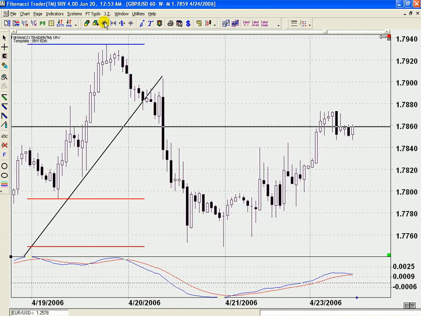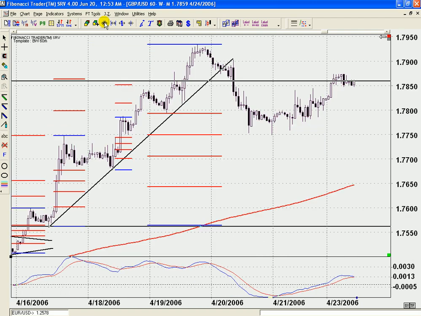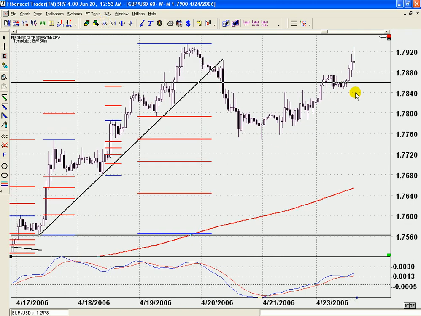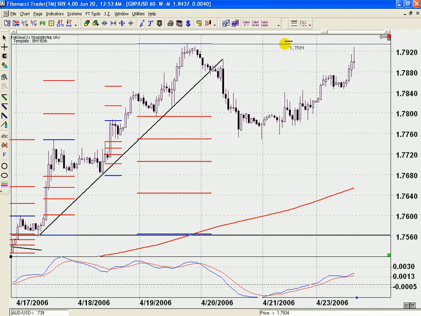We're just going to compress this so we can see what's going on. Well, would you looky here? Price rallies. What's it doing? What have you been trained to look for? How are you going to trade this?